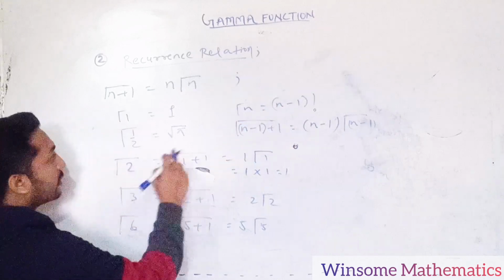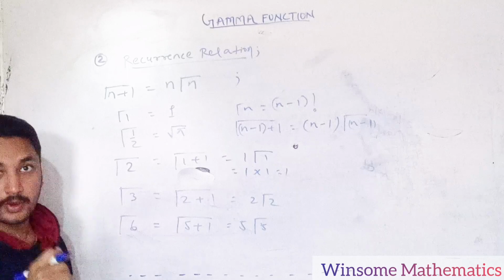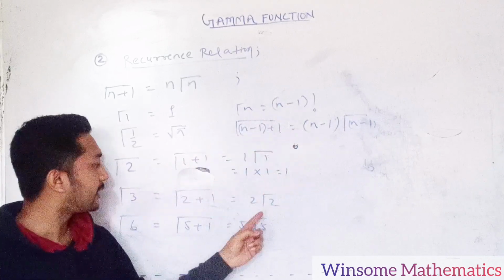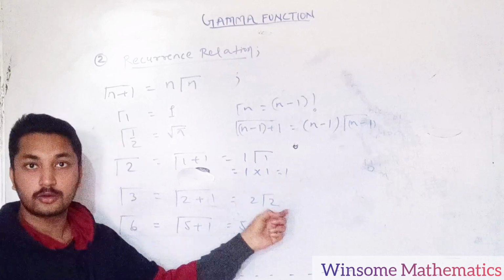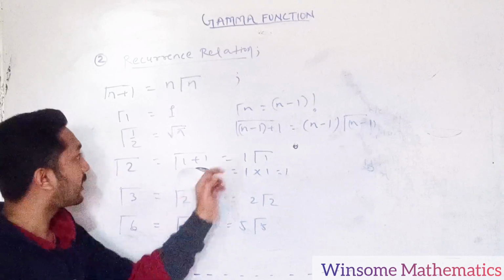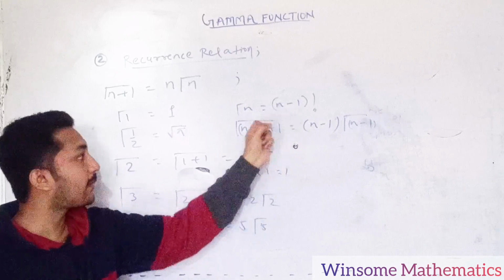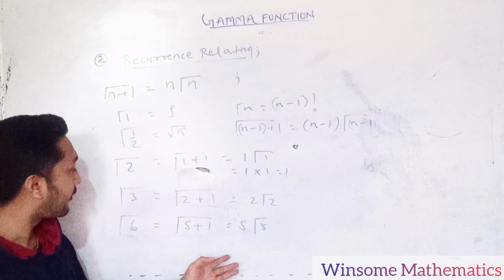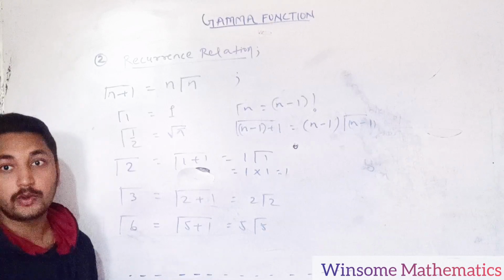You can easily tell gamma 2 is equal to 2 minus 1 factorial, that is 1. Gamma 3 is equal to 3 minus 1 factorial, that is 2 factorial, that is 2. You can also tell gamma 6 is 6 minus 1, that is 5 factorial, and 5 factorial is equal to 120. You can also evaluate it this way.